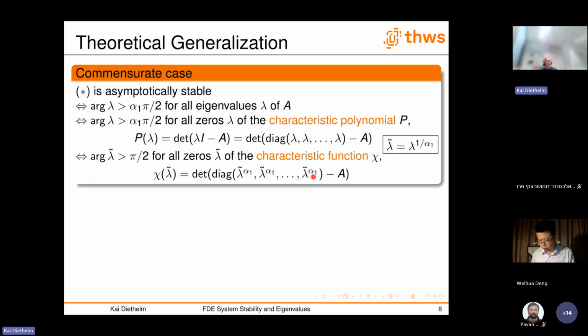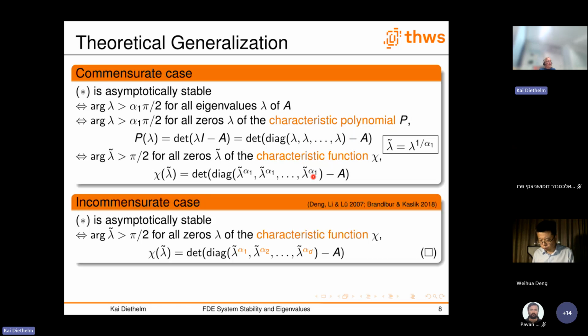So that's yet another equivalent formulation for the commensurate case. And this is the formulation that we can exploit to generate a corresponding result for the incommensurate case. In the incommensurate case, where the first equation has order alpha 1 and the second equation has order alpha 2 and so on, we just have to replace those exponents here. The first exponent is alpha 1, the second one is alpha 2, the third one is alpha 3, and so on. So we obtain this modified characteristic function.